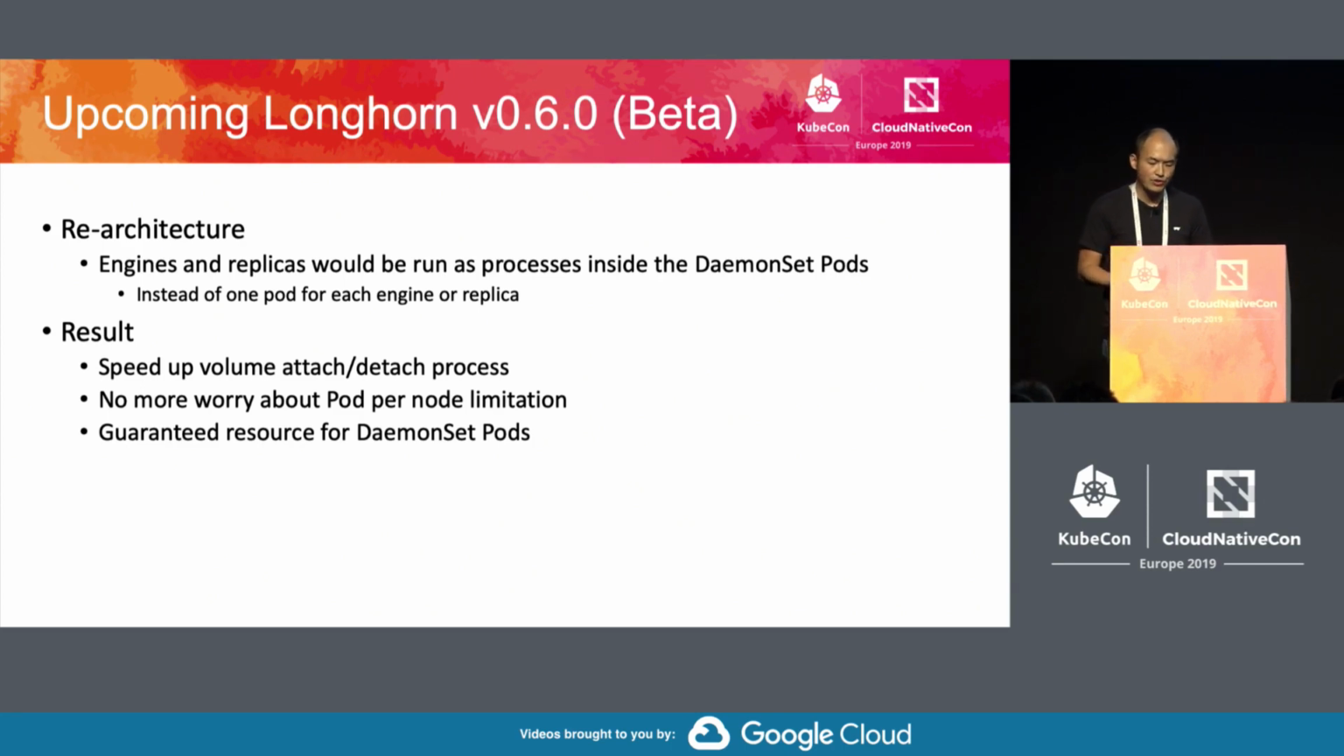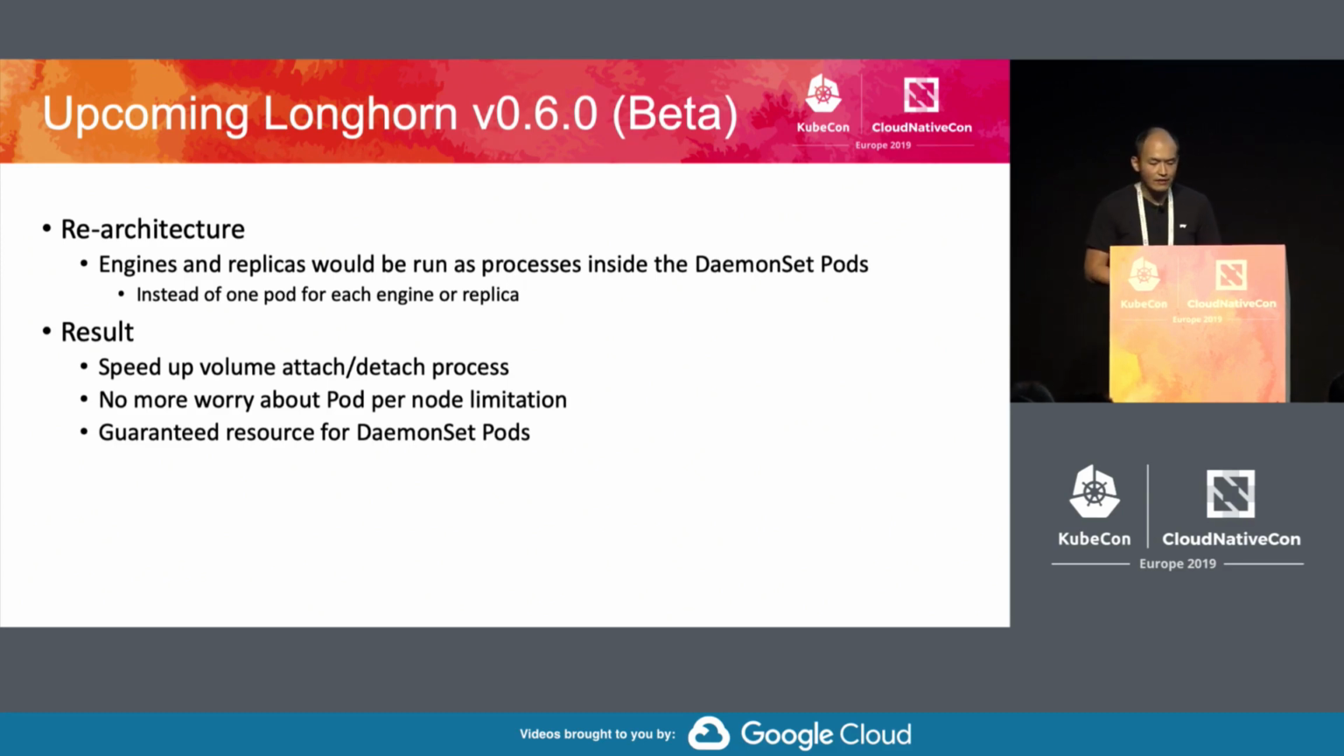We should be able to speed up the volume attach and detach process, because even though containers and pods start and stop very fast, it's not as fast as starting and stopping a process. Another one is pretty major, because Kubernetes has a pod limitation of 110, which means you can only have 110 pods per node. We already have some users hitting that, because we use many pods per volume. We're going to avoid that by running just a daemon set pod on each node.